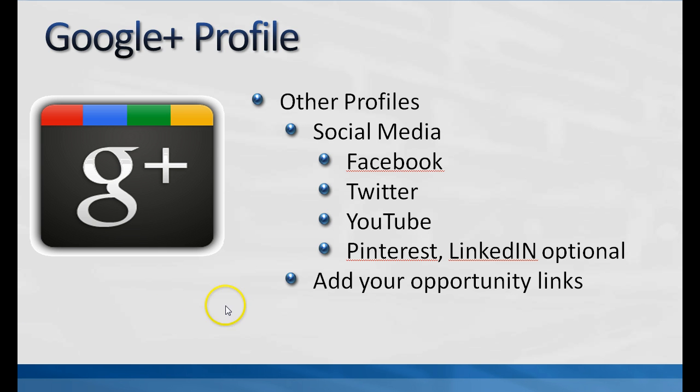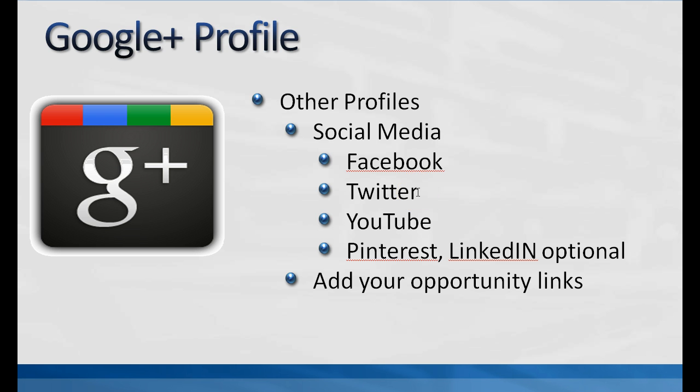Now, what we also have below the story box is other profiles, and that is where you are going to be including your social media and opportunity links. Typically, you'll see that I always list my social media profiles first. You need to have a Facebook page, so if you don't have a fan page set up yet, I highly recommend that you do.